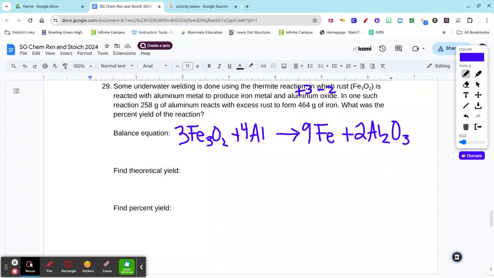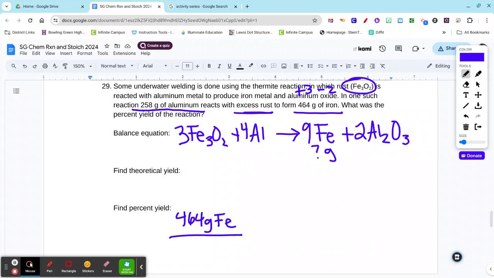And then when I keep reading, it tells me that I start with 258 grams of aluminum. That is a reactant. So that's how I know I have to start with that. It reacts with excess rust, which it told me this was rust up here. Okay, that means it's not the limiting reactant. I'm just going to start with 258 grams and go to my product. Now, my product, it tells me I'm forming iron. So I'm going to figure out how many grams of iron I'm going to make if I start with 258 grams of aluminum. Okay, and then my percent yield is my actual, which is 464 grams of Fe, because it has to tell me that in the problem. And then I have to find the theoretical before I can multiply by 100.